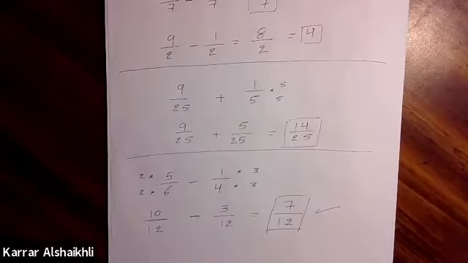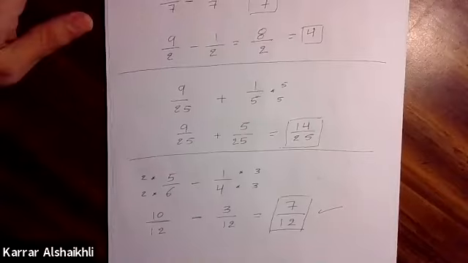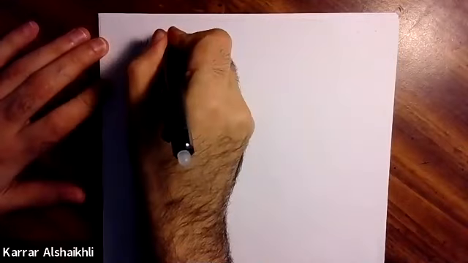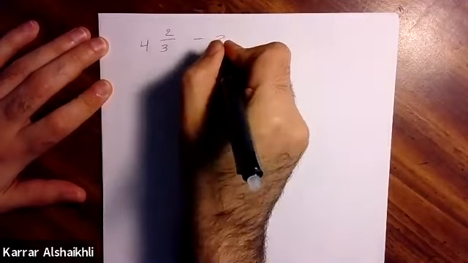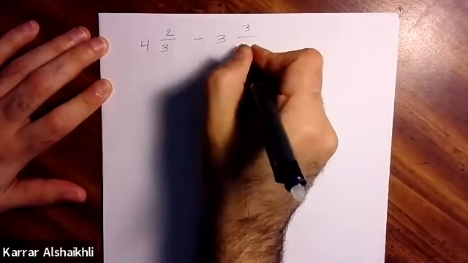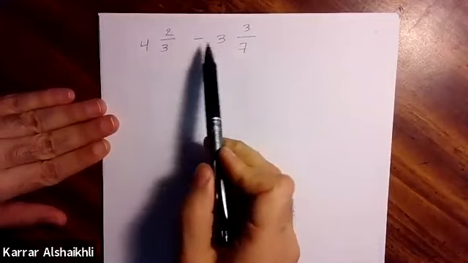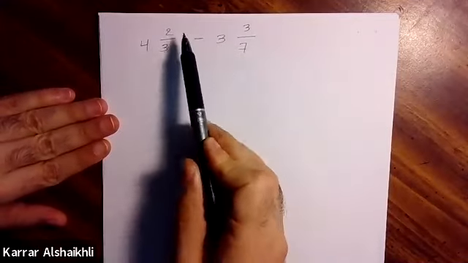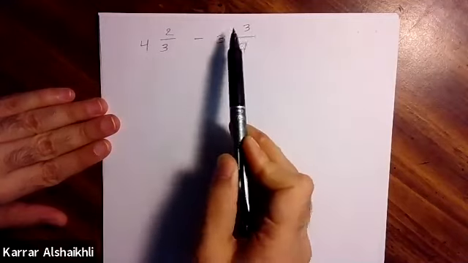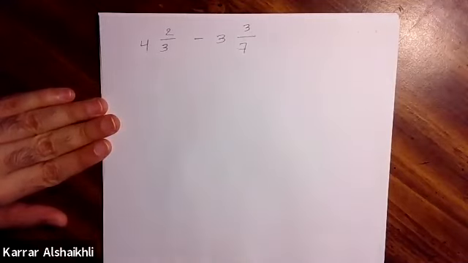To the last example today, which is if you have, like this example, 4 2/3 minus 3/7. You see, the first thing, we have minus between two mixed numbers. So let's convert this one to an improper fraction and convert this one to an improper fraction.